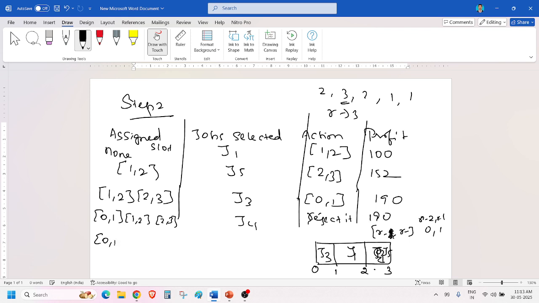Again I am taking another job, J2, but everything is occupied, rejected, same profit 190 is coming. So the job sequencing is J1, J5, J3, which is nothing but 190.